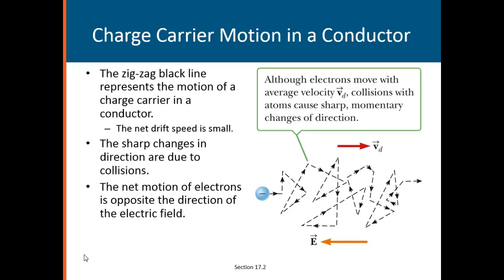Now, what is this actually like? This is figure 17.4, at the bottom of your page 569. Where are these electrons, and what are they actually doing? Remember, the electrons on average move in the opposite direction of the electric field, because the electric field is the direction a positive charge would move. The drift velocity of these electrons is in that direction. Do they really just drift along in this direction? No.